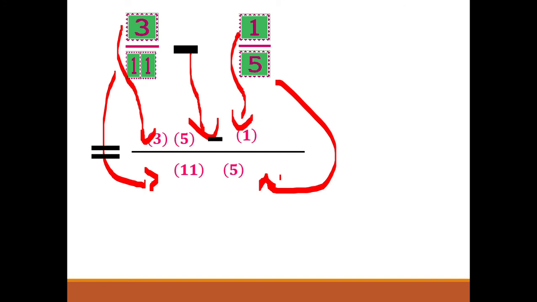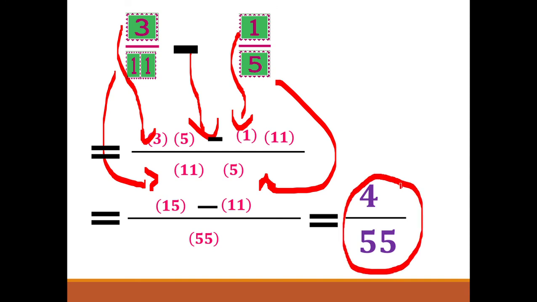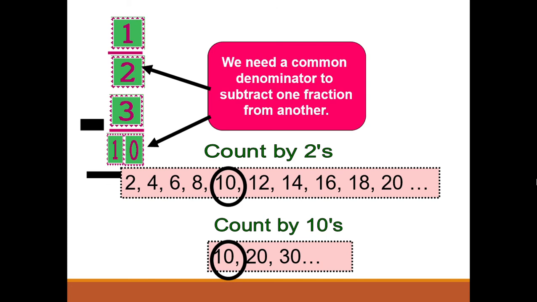Diba? Ngayon, ano common sa kanilang dalawa? 5 uli. Diba? Cancelin natin. 5 na yan. So, natira ay 11. So, yung 11. So, 11 times 5 is 55. 3 times 5 is 15 minus 11. So, 15 minus 11 is 4 over 55. So, this will be your final answer. Diba? Dali lang.